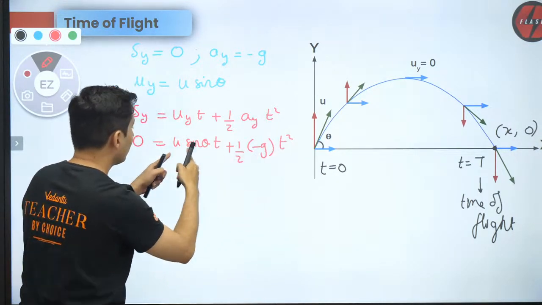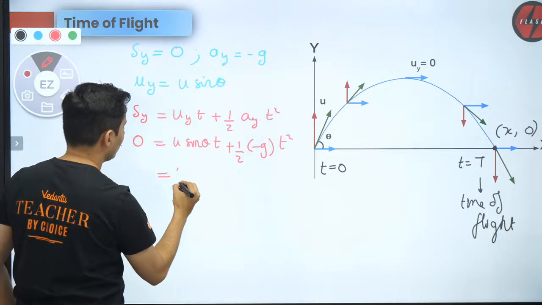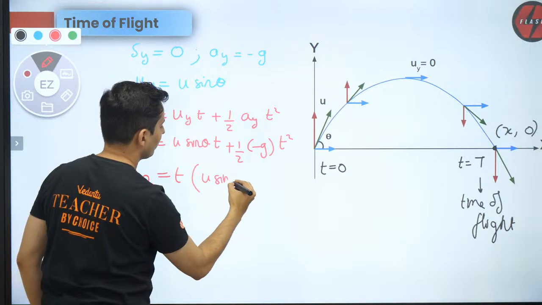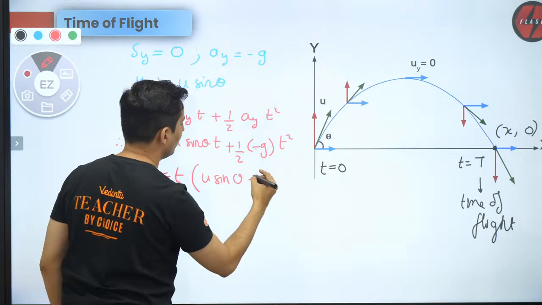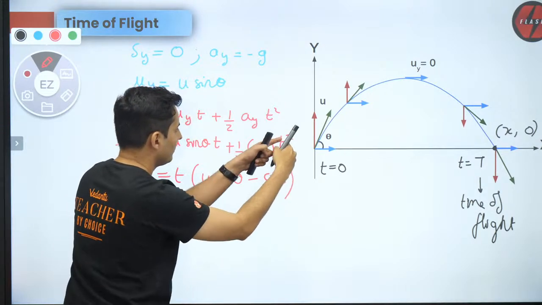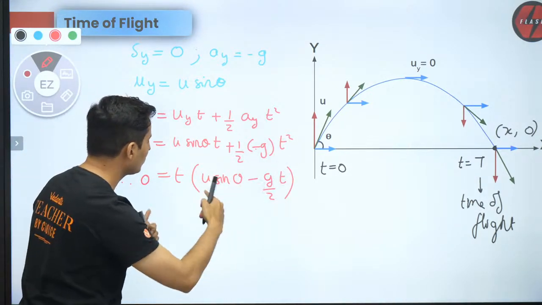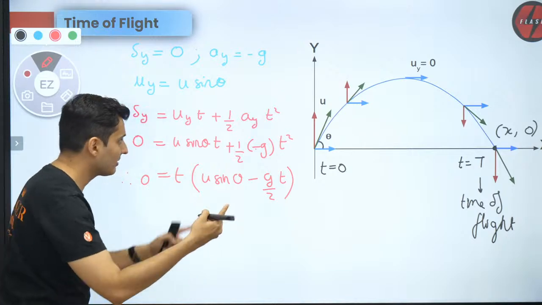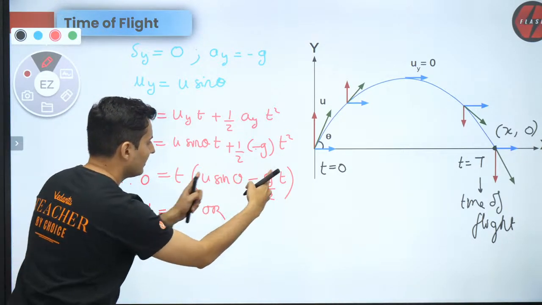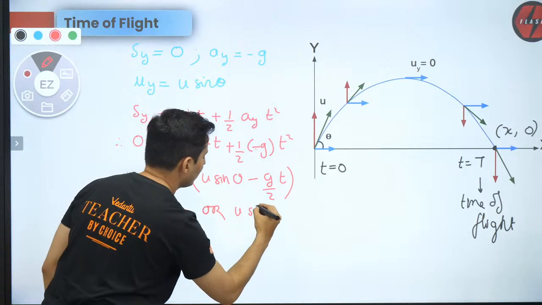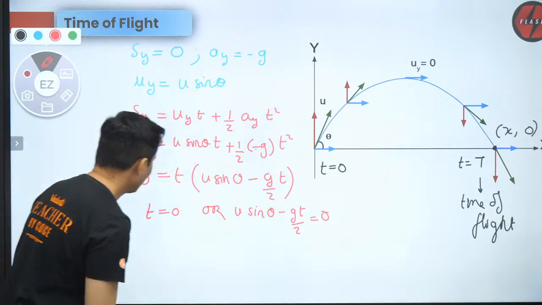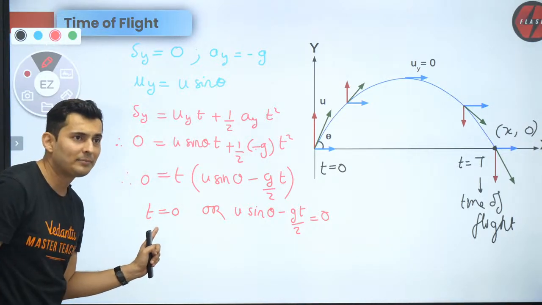Do not forget, t cannot be cancelled. I have to take it common. So I'll get t common outside over here, sine theta and u are inside, and I obviously have that minus sign and that g by 2, and this one t is remaining. Now I have two solutions, like always, because it's a quadratic equation. Therefore, t is zero, or this whole term is zero: u sine theta minus gt by 2 is zero. But I'm not bothered about this so much.